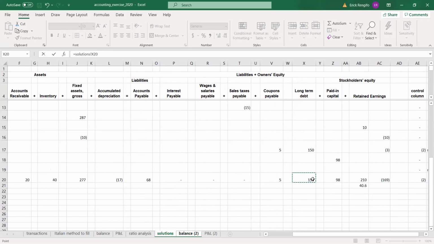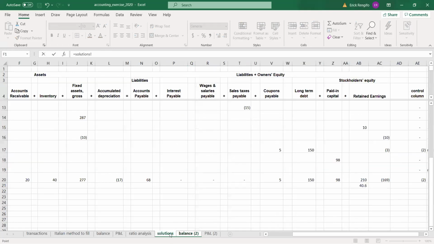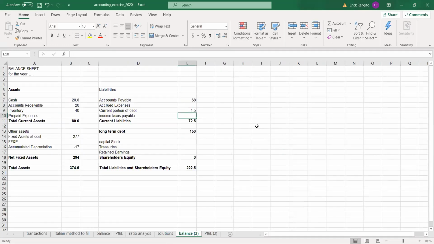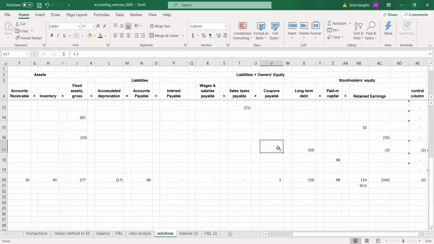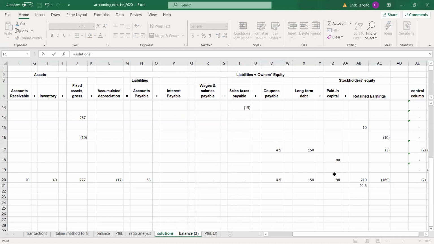Sorry, don't we have the coupon payable? Sorry, go back. What? The current portion of the debt, the coupon payable. Aha, where is that? Yes, we have that. You're completely right. So my current portion of the debt is this one here, right? It's 4.5. Yeah, I can move this to be 4.5. You agree? Yeah, you're completely right. And then I have capital stock. My capital stock, is this one here?